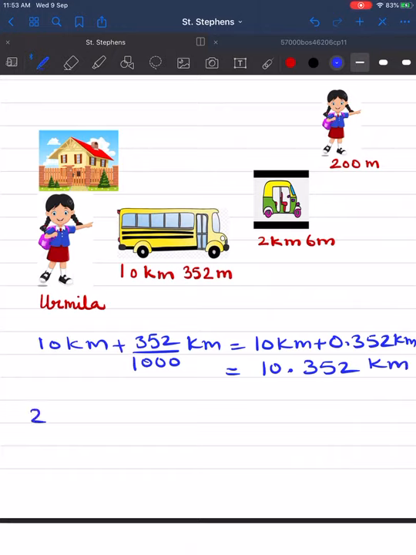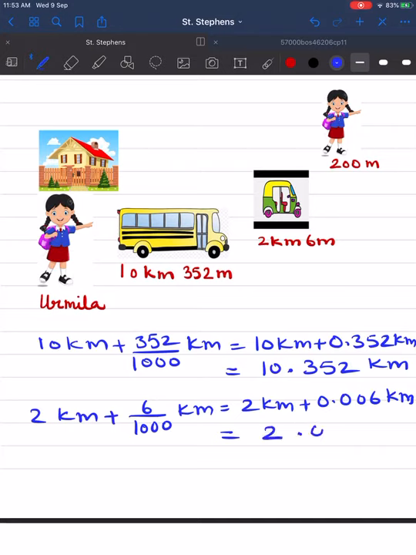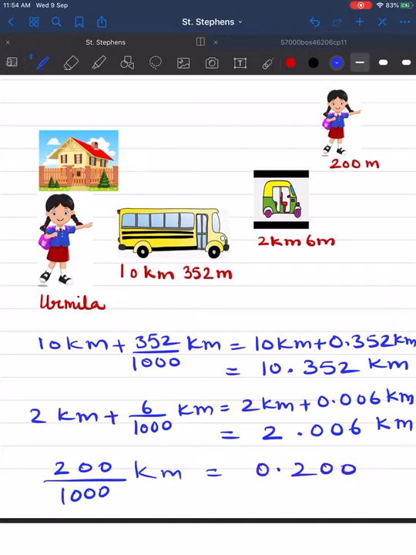Now we have 2 kilometer plus 6 upon 1000 kilometers. So here we get 2 kilometers plus 0.006 kilometers. So here 2 is the whole part and 006 is the decimal part. So we get 2.006 kilometers. Now here we have 200 upon 1000 kilometers. So here we get 0.200 kilometers.